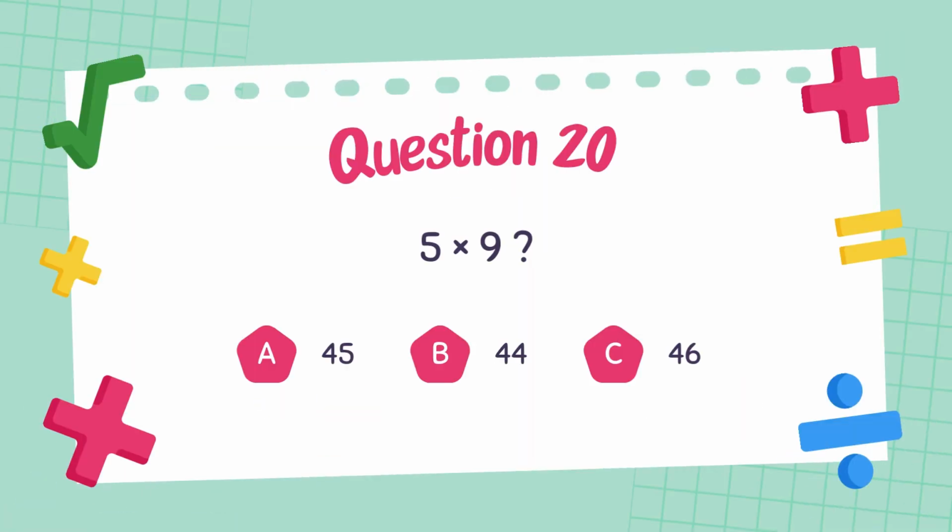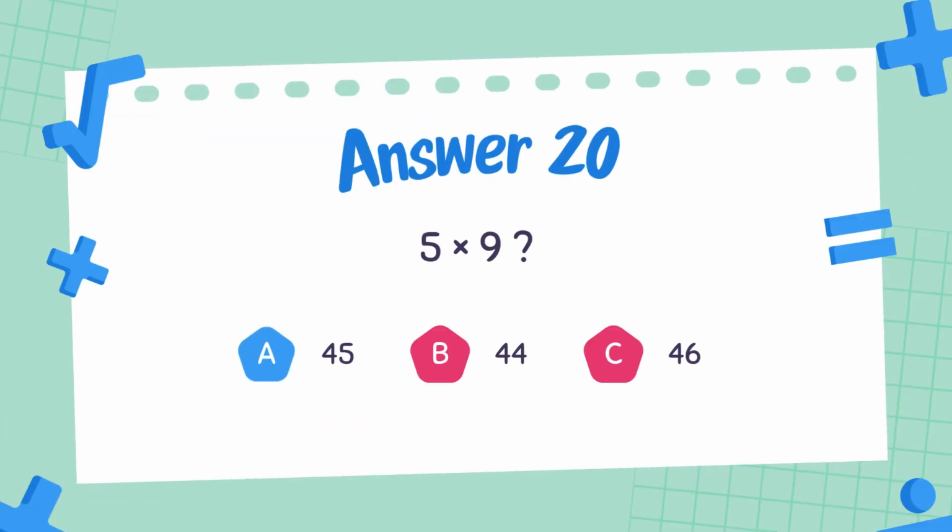Question 20. What is 5 times 9? Is it A, 45, B, 44, or C, 46? The answer is A, 45.